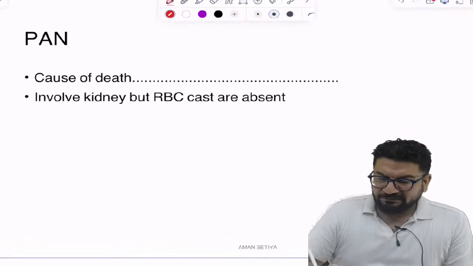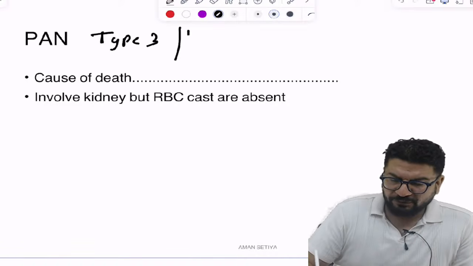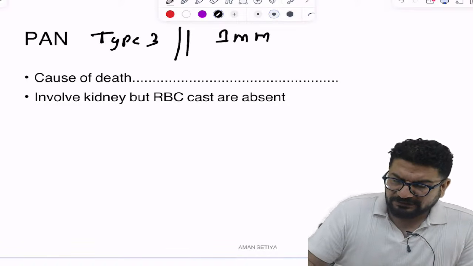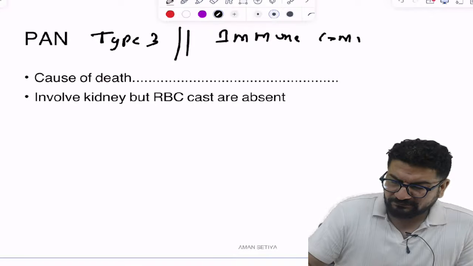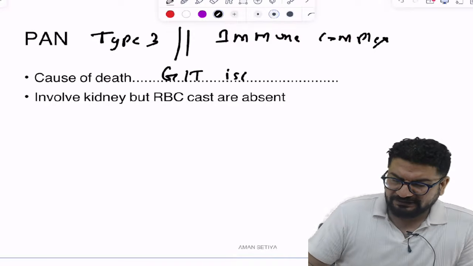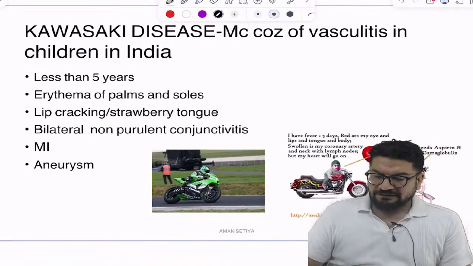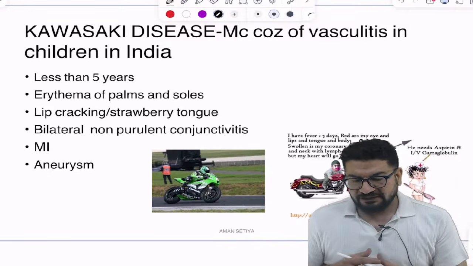Now look at this PAN. PAN is a type 3 hypersensitivity. So type 3 means you will find immune complex. There will be immune complex. And the cause of death is GIT ischemia or GIT infarction. It's about polyarteritis nodosa.